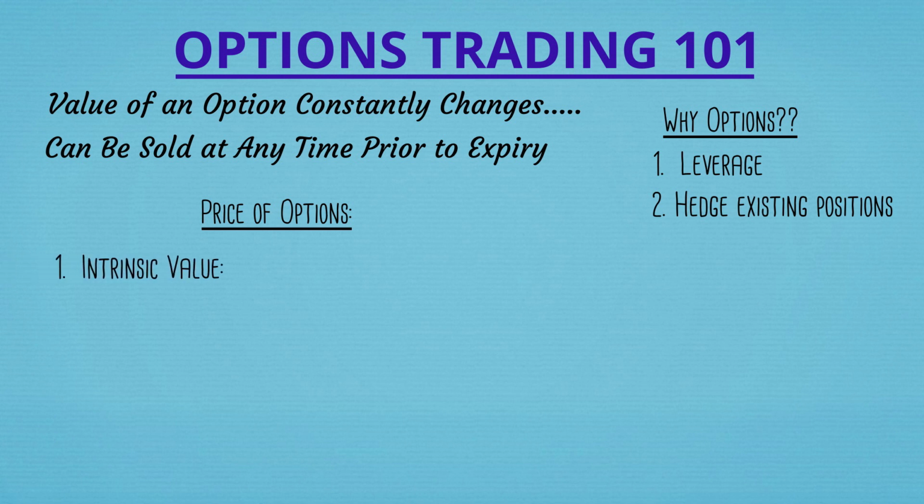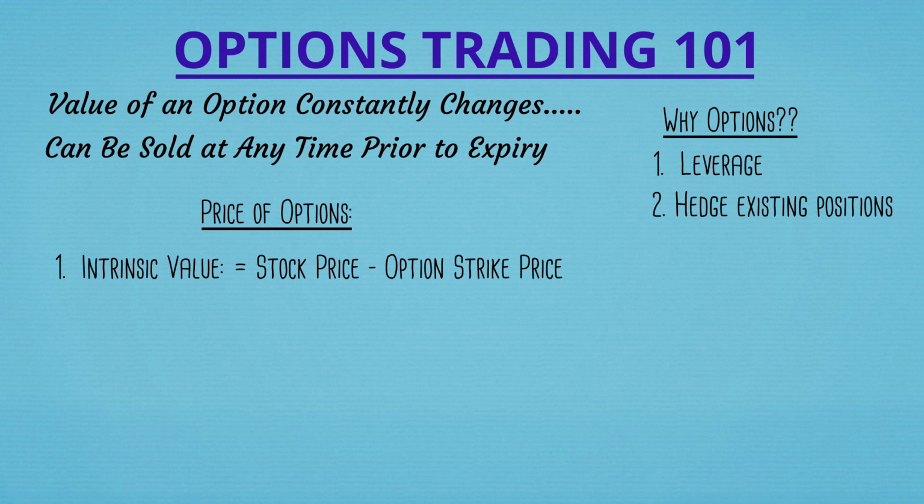The first one is the intrinsic value. So that basically means the difference between the current stock price and the strike price of your option. So, in other words, is your option in the money, out of the money, at the money? That will have a pretty big impact on what the price of that option is. So, for example, if you buy an option that's out of the money and the stock price moves in your favor to where now your option is in the money, you're going to have a big change in price, big profit in that stock option.